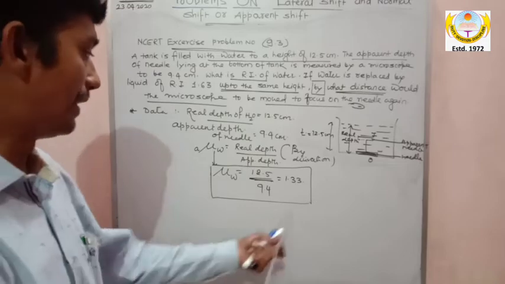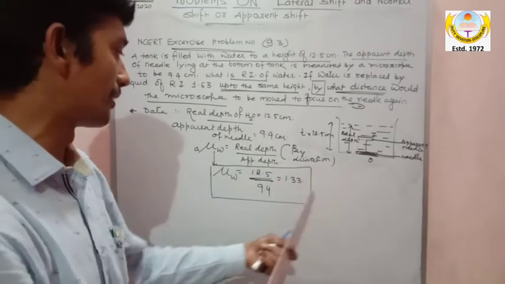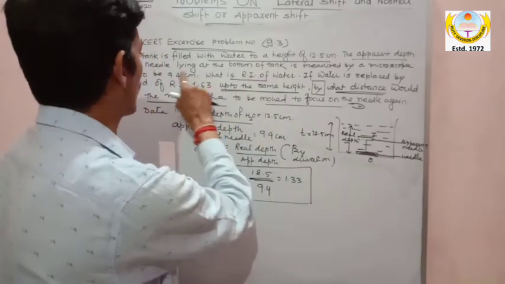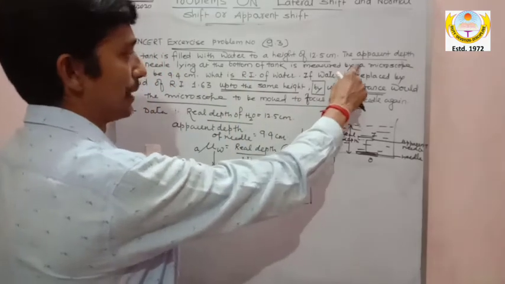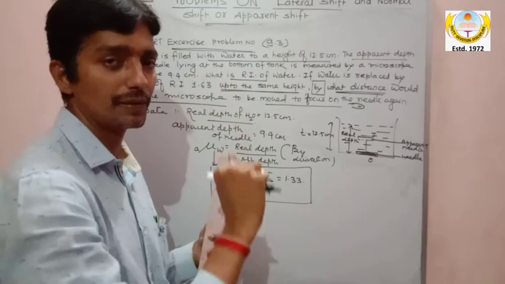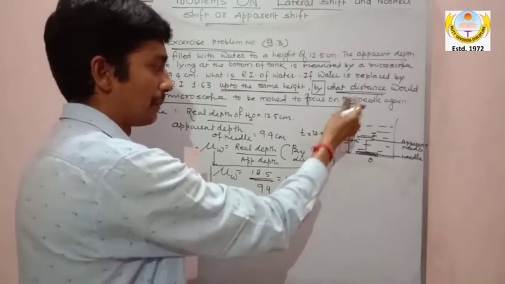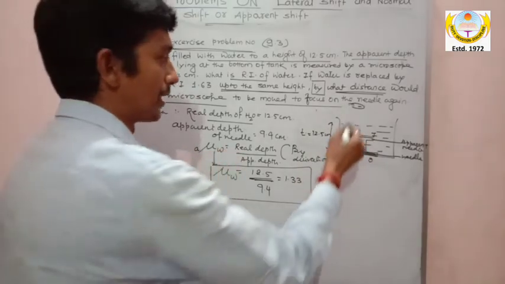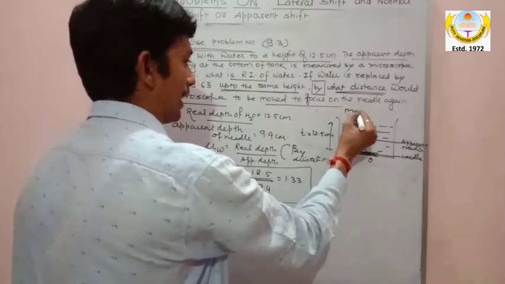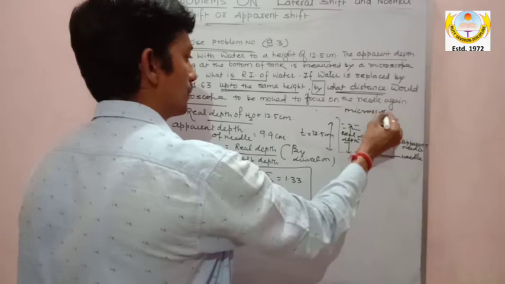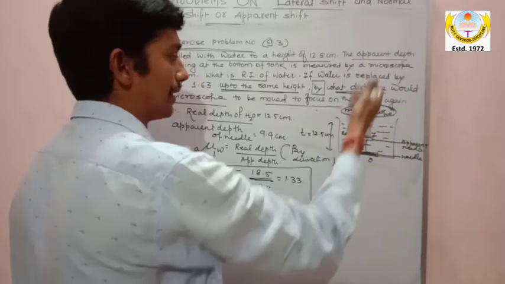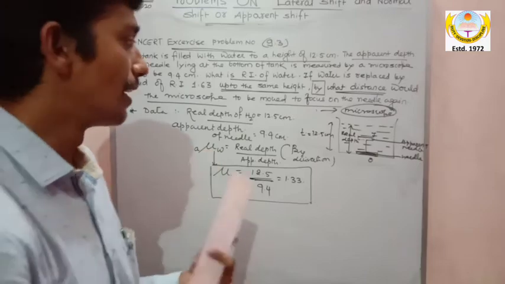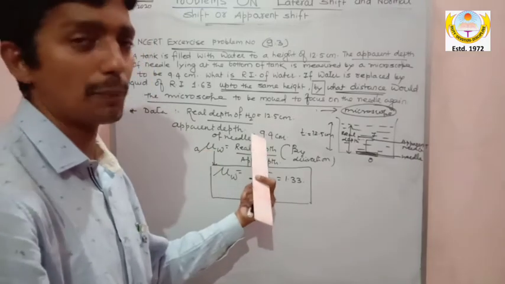So your apparent depth of the needle is observed at what distance, my dear? It is measured by a microscope. Okay, here must be a microscope somewhere. This is your microscope, you can see. So it is measured not by eye, it is measured by microscope. That is the word given in the numerical. Try to understand the problem very well practically. And that is noted down as 9.4 centimeters.